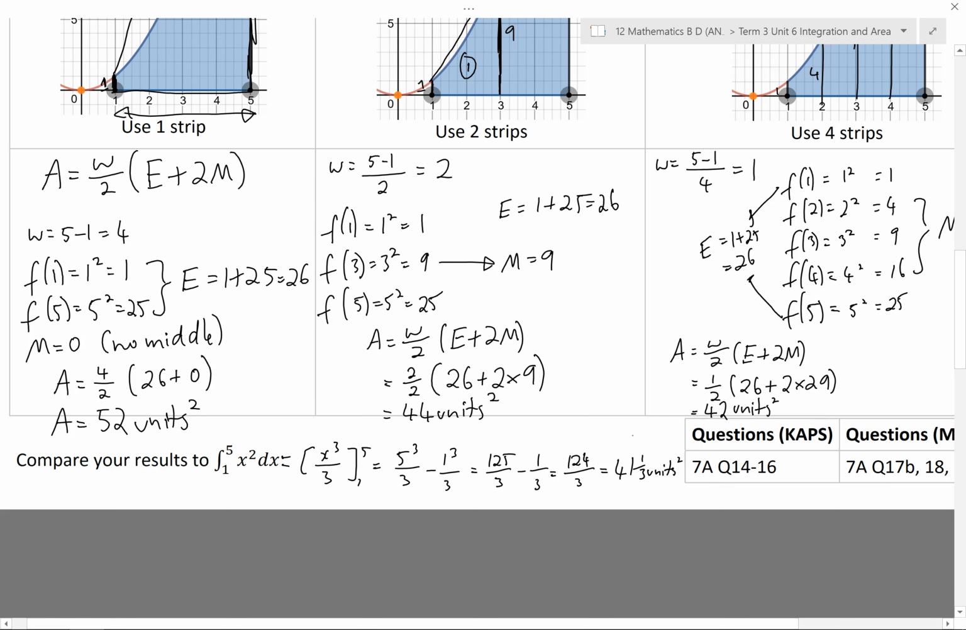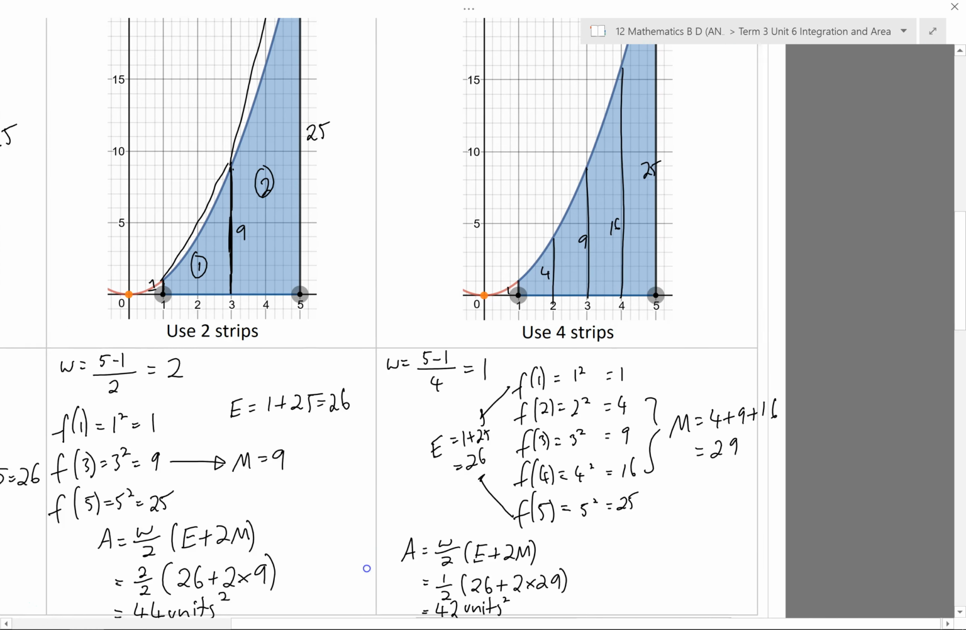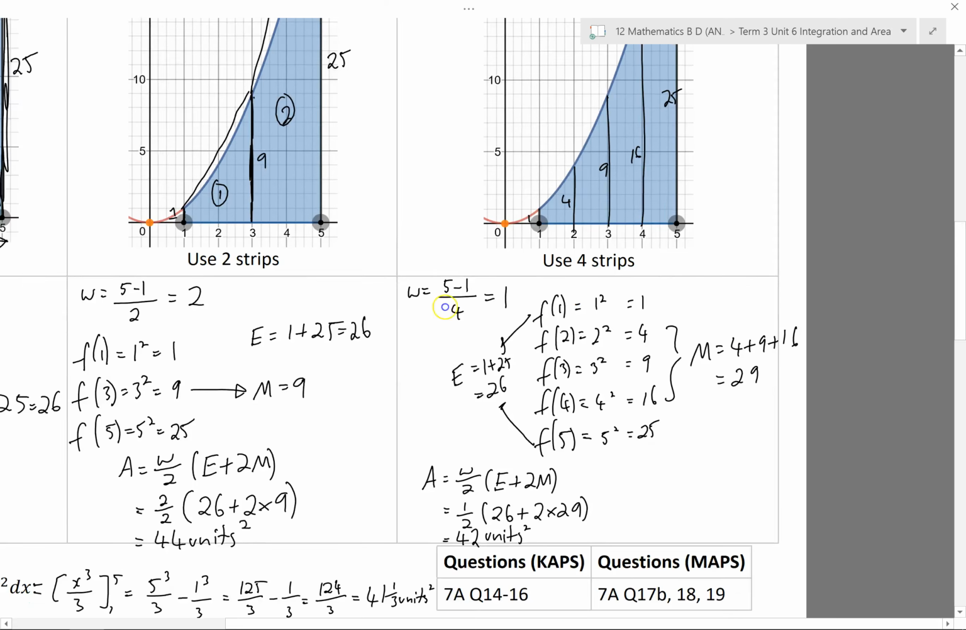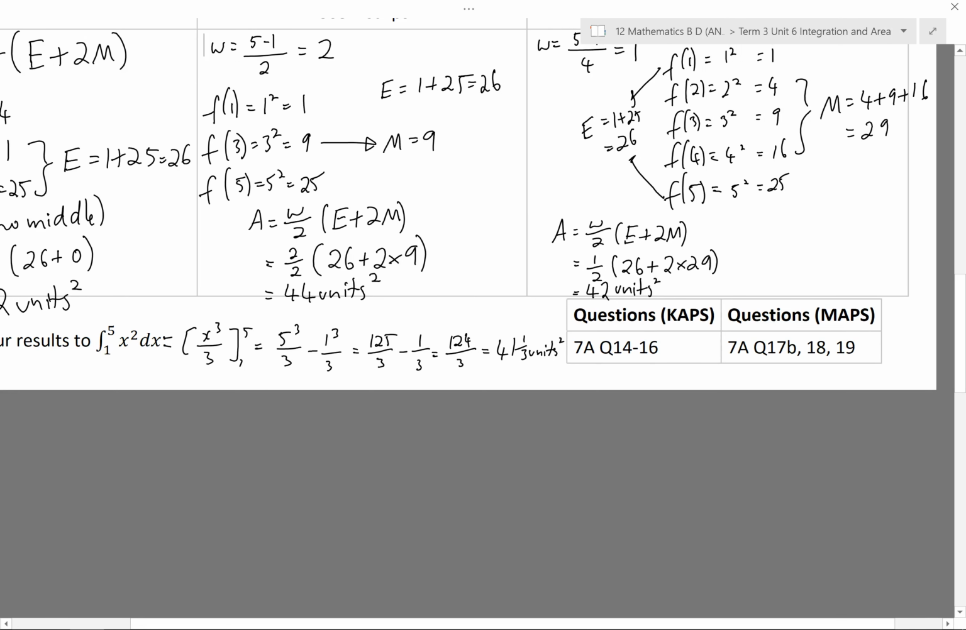Okay, the more strips, the better. You need to find what the width between the strip is, find what the height of all the strips will be, and then you can use the trapezoidal rule to find the area.